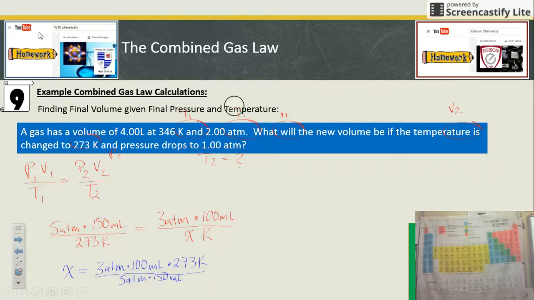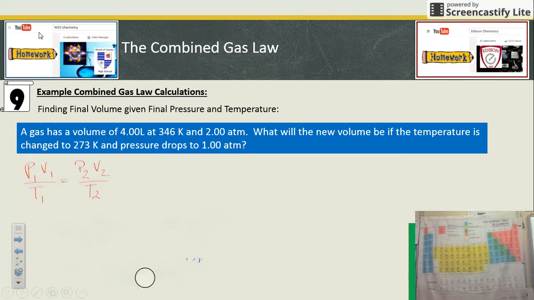We're going to use the same P1 V1 T1 over P2 V2 T2, but we're going to have different variables. So we got to look through our problem and find out what those are. Okay, a gas has a volume of 4 liters. Volume 1, 346 Kelvin, temperature 1, 2 atmospheres, pressure 1. So I'm going to set that one up. 2 atmospheres times 4 liters over 346 Kelvin is equal to, we got to find new volume.